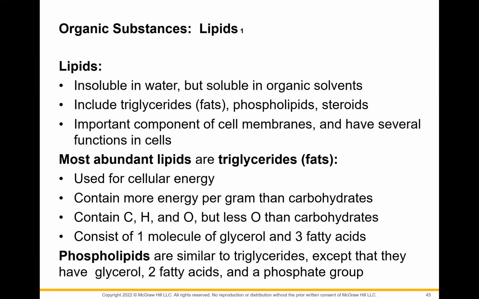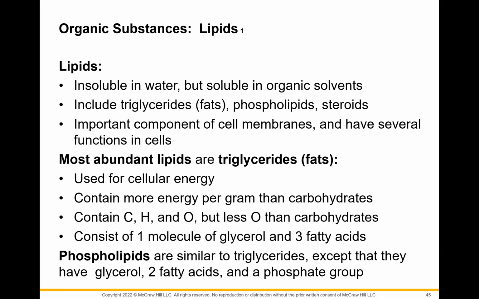They are also used for cellular energy. While carbohydrates are the main source, we also do have to utilize fats as well. And they actually contain more energy than carbohydrates. But what will happen is we break down sugars faster. So lipids are really more useful, especially if you need a long-term energy reserve.